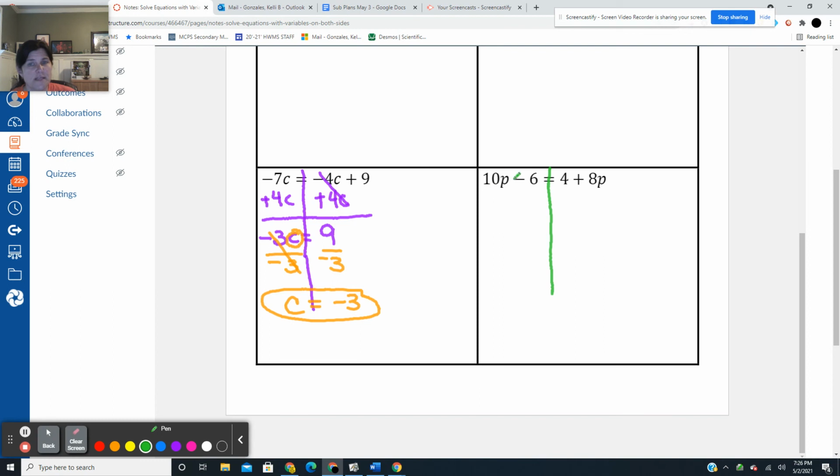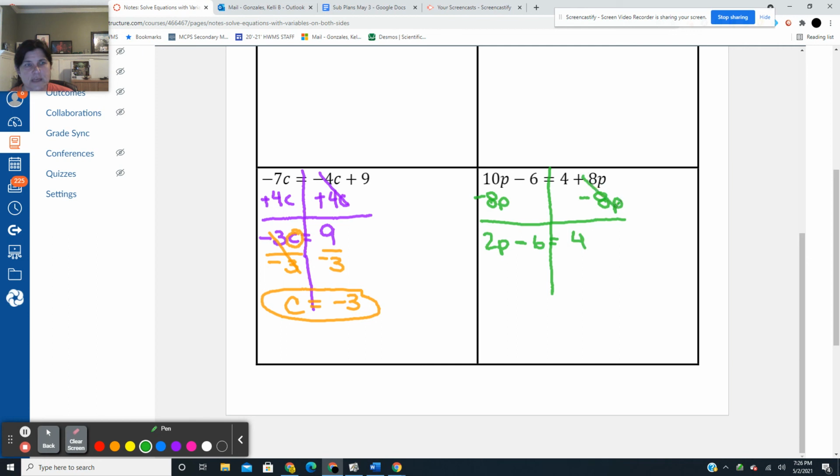So I have 10 p's on this side and I have 8 p's on this side. So I'm going to get rid of a plus 8p by subtracting 8p. If I subtract 8p on one side, I have to subtract 8p on the other side. And so p's have to be subtracted from p's. So this negative 6 is going to stay separate. We end up with 2p minus 6 equals 4.